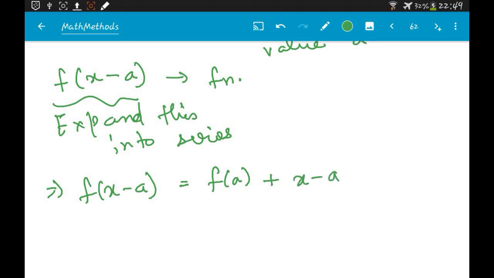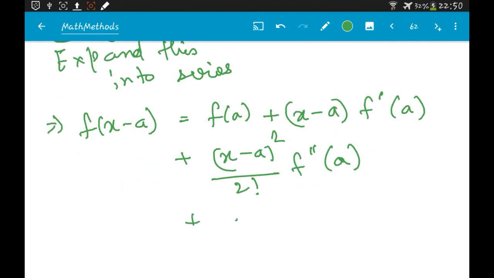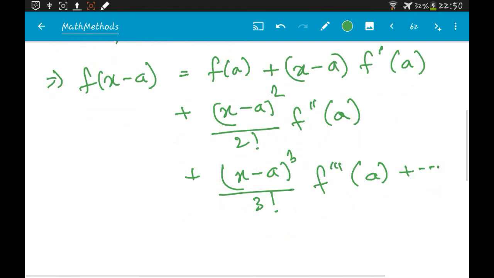So this will be x minus a into f dash of a plus x minus a whole square by 2 factorial into f double dash of a plus x minus a whole cube by 3 factorial into f triple dash of a, and so on. Okay. Alright. So this is your Taylor series expansion.